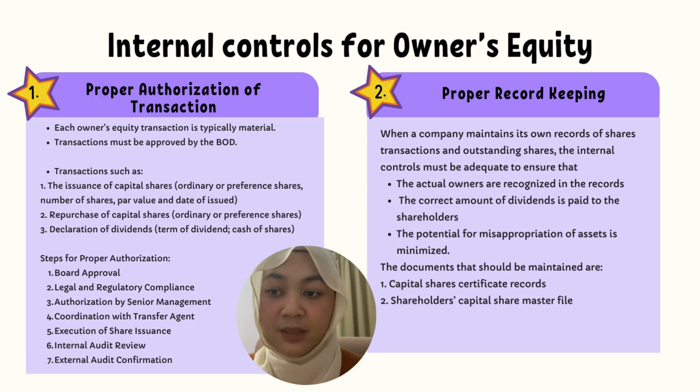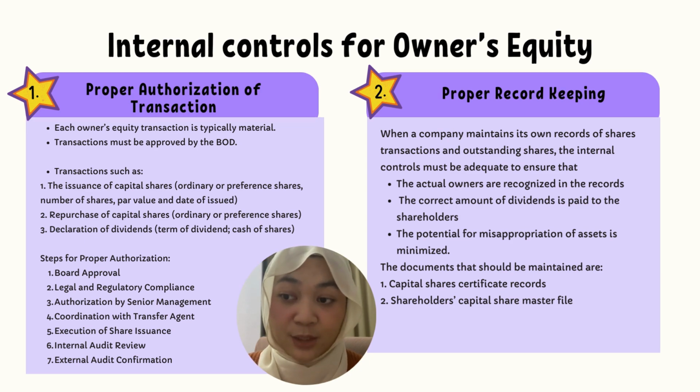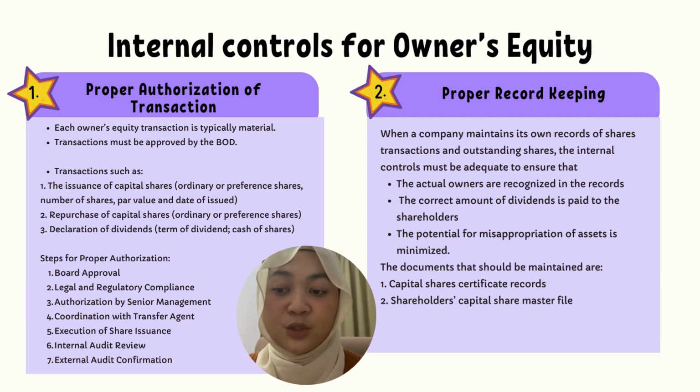The next internal control for owner's equity is proper record keeping. When a company maintains its own records of shares, transactions, and outstanding shares, the internal controls must be adequate to ensure that the actual owners are recognized in the records, the correct amount of dividends is paid to the shareholders, and the potential for misappropriation of assets is minimized. The documents that should be maintained are capital share certificate records and the shareholders' capital share master file.